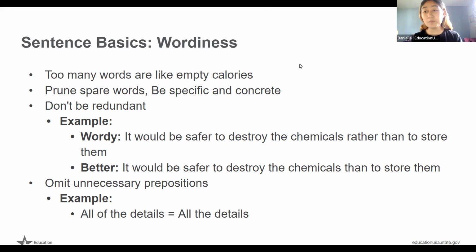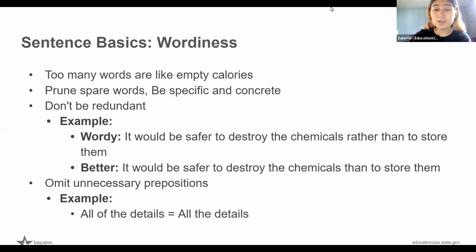So what do we mean by wordiness? I put it as a bullet point here. Too many words are like empty calories. So you want to say your point in the most concise way possible without adding extra words. For example, it would be safer to destroy the chemicals rather than to store them. Okay, that's a lot to say. The better example says it would be safer to destroy the chemicals than to store them.